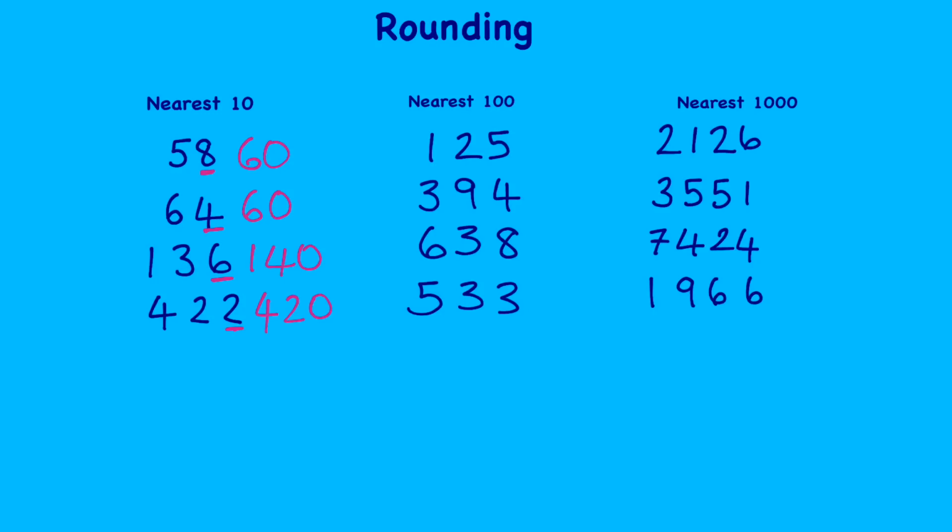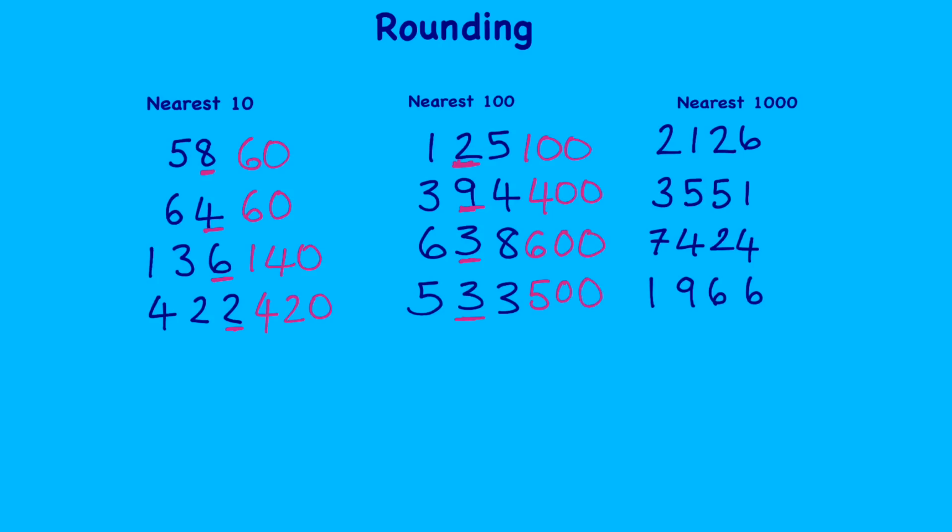Okay, now let's look at the nearest 100. So 125, well, for the nearest 100, remember we need to look at the tens digit. So 125 is nearest to 100. 394, let's look at the 10, so we know that 394 will be nearer to 400. 638 is going to be nearer to 600, and 533 will be nearest to 500.